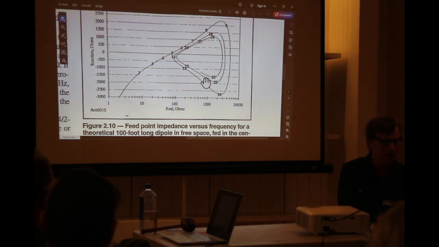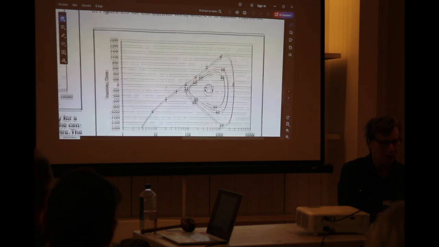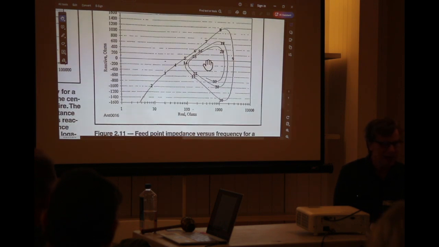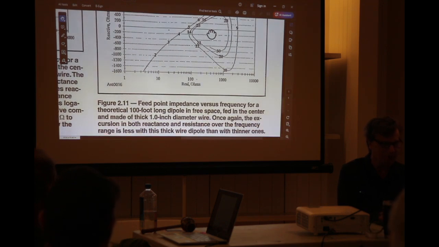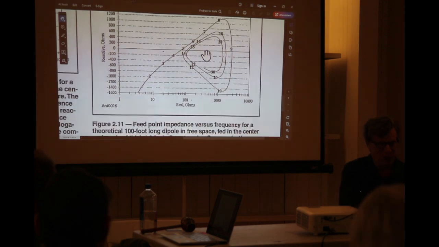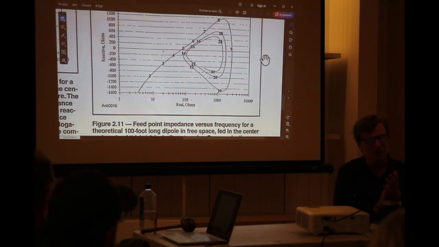The fatter the antenna is, generally you'll have a little bit more bandwidth. And then this is the feed point for a 100-foot dipole in free space fed at the center of thick 1-inch diameter wire. So this would be more applicable to a Yagi made of thick tubing. So anyway, I don't mean to pick on the EFHW antenna, but this is one where antenna modeling is probably going to give you the most insight right off the bat.